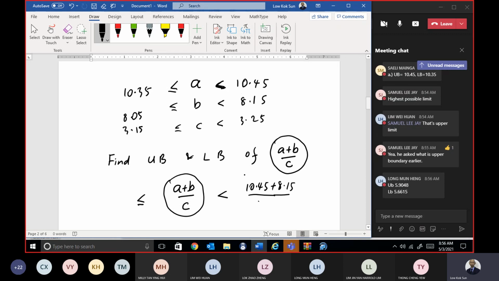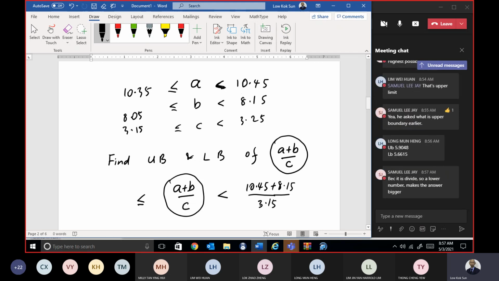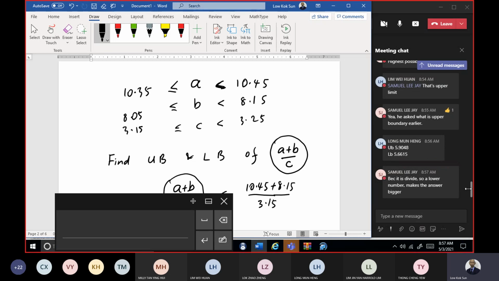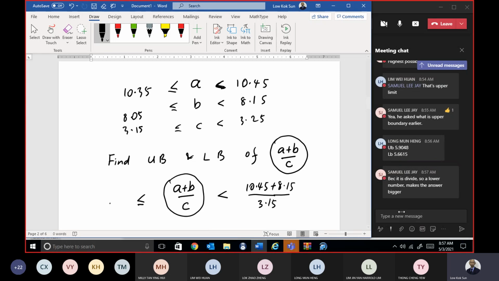3.15. Why do we divide by 3.15, not 3.25? Why? We choose the lower one rather than the bigger one. Why? Because when you divide, you must divide by something small so the answer is big, right? So for the top one, we choose the big one. For the bottom, we choose the lower. So that at the end, the final answer will be big. We want the upper boundary, so it's the biggest possible.